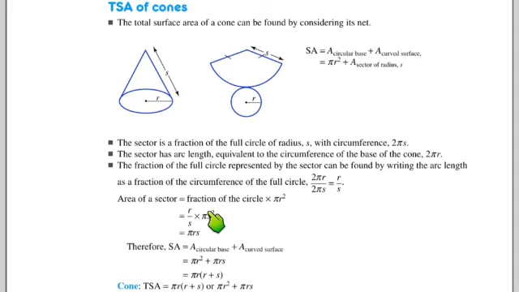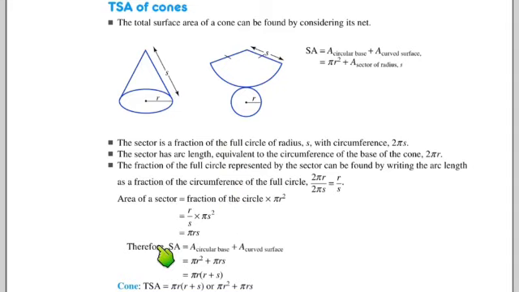So pi s squared times this fraction, r over s, gets you this area. Because the s cancels, you end up with pi rs. So that is the area. Pi rs is the area of this sector. So now we've got it, guys, we've cracked the code.